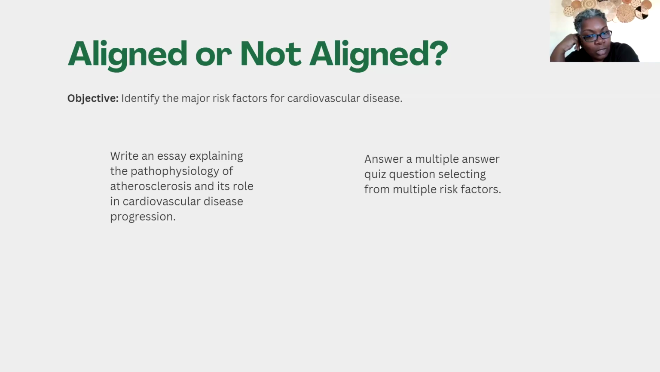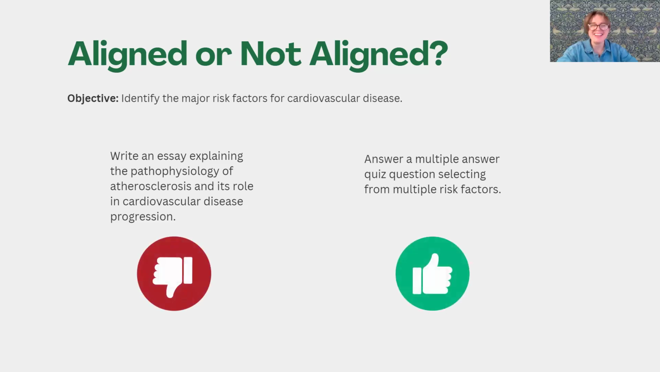Yeah, I agree, the second one fits better for this specific objective because they're identifying the major risk factors. So I would go with the second one more so than the essay. Yeah, and those are the answers I've given here. I think, Barbara, you could certainly update those instructions so that they satisfied that objective. Like if you were to say, as you said, identify the major risk factors in an essay that explains the pathophysiology, that would make more sense to me, right?